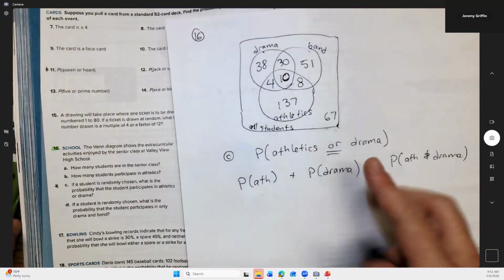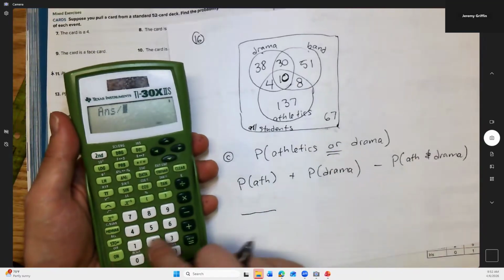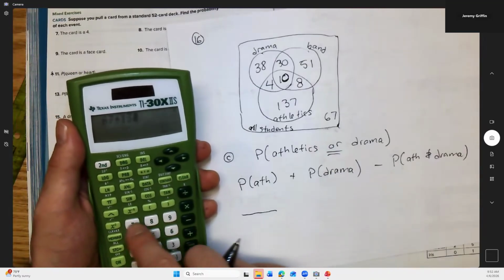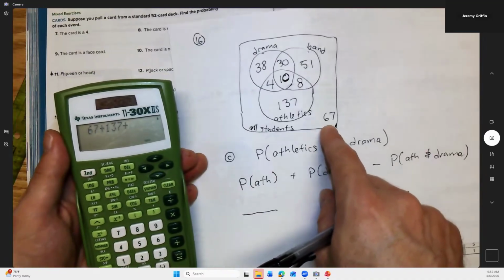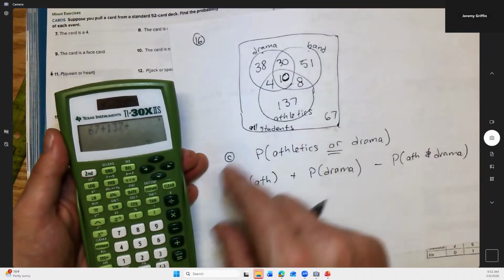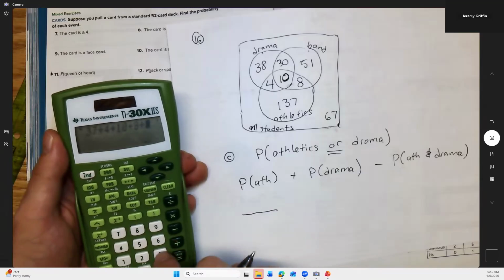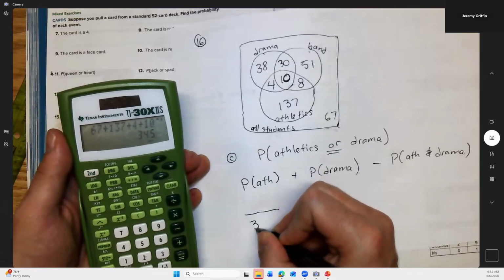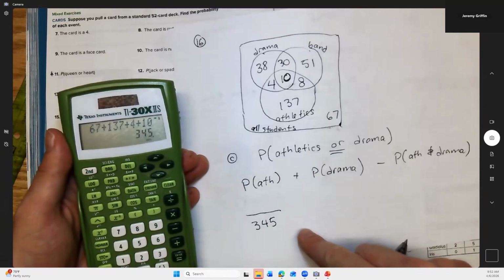Well, how many students are in this whole school? Let's add all these up. Yeah, I'm adding up all the students in the school. I'm getting 345. Okay. Are you guys also getting 345 students in the school?